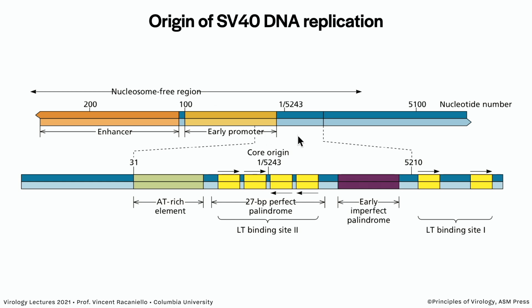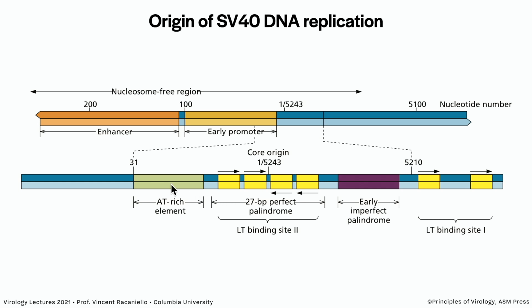And if we expand this little region here, which is called the core origin, you see it has interesting elements. And in yellow, there are a whole bunch, 1, 2, 3, 4, 5, 6, of what we are calling large T binding sites. There are 2 of them. And T antigen, or large T, I'll mostly call it T antigen, but there's more than one, is that one protein that has to be made to get viral DNA synthesis going for this particular virus. We'll see how that works.